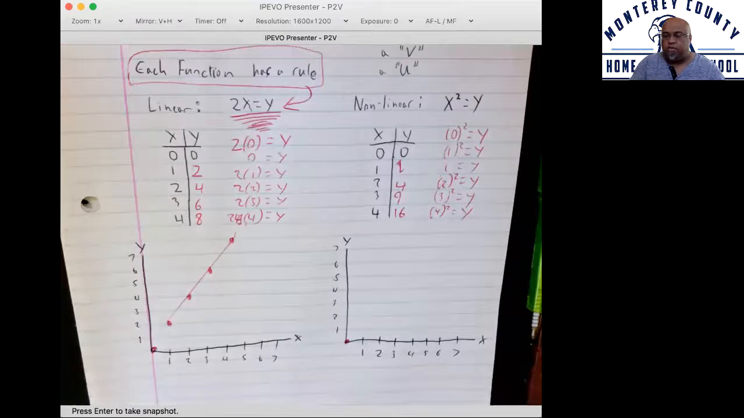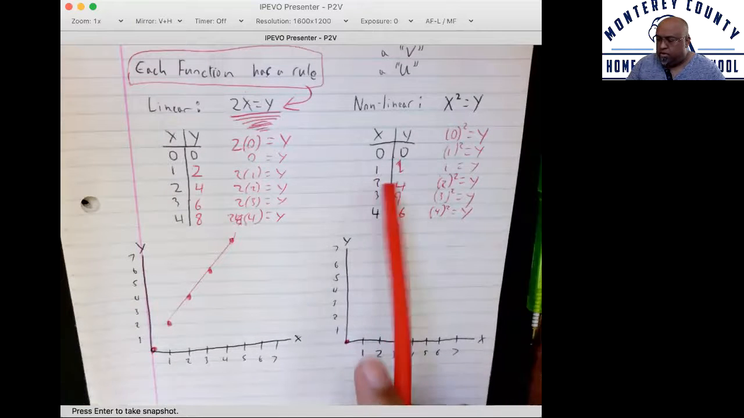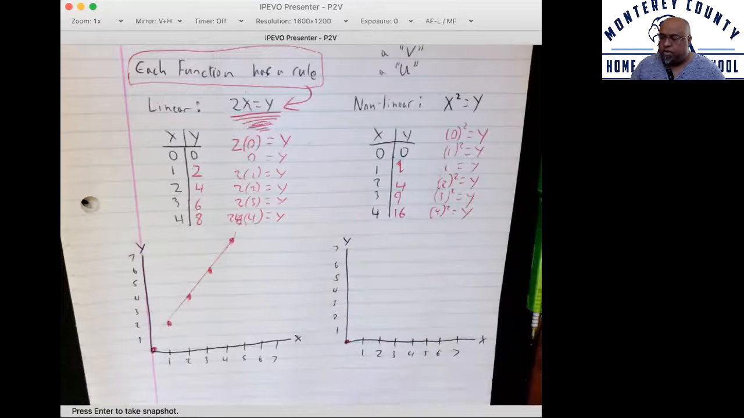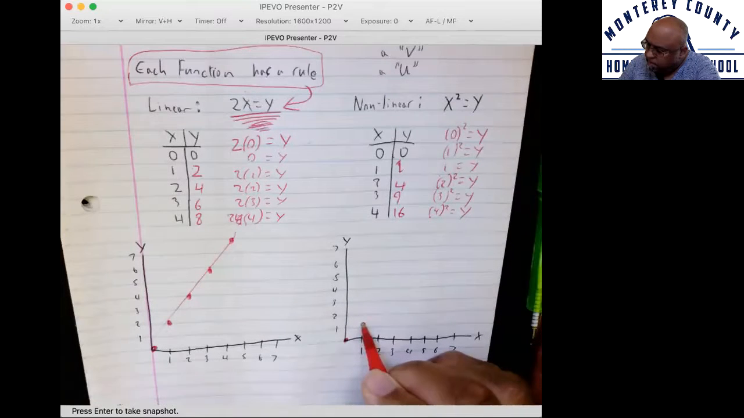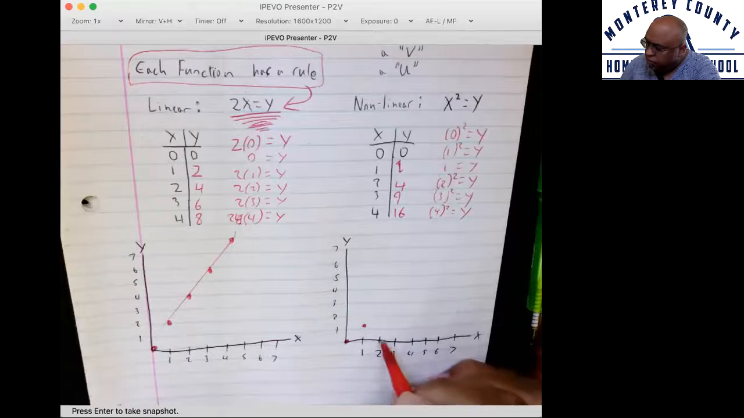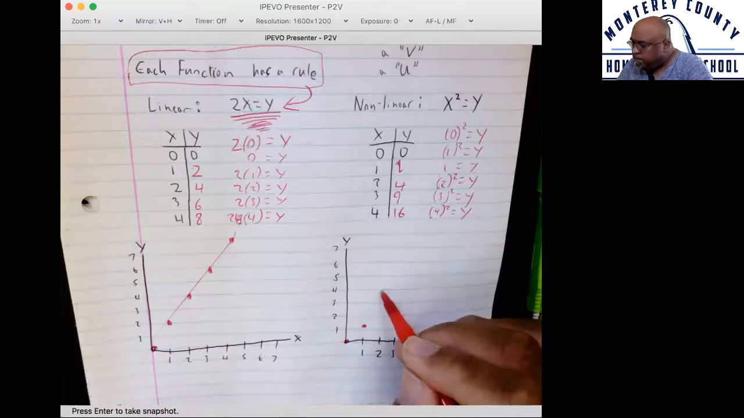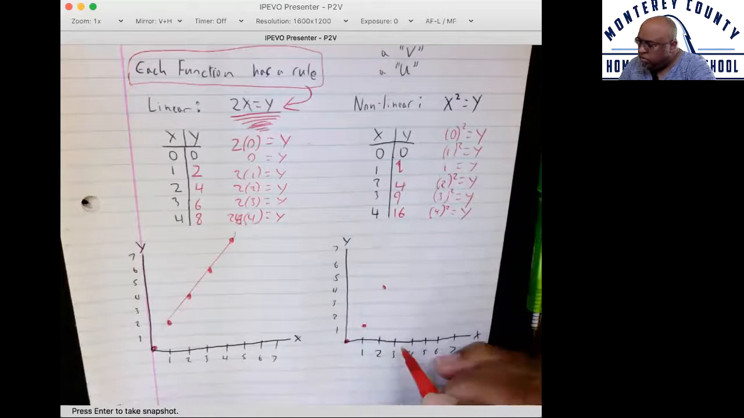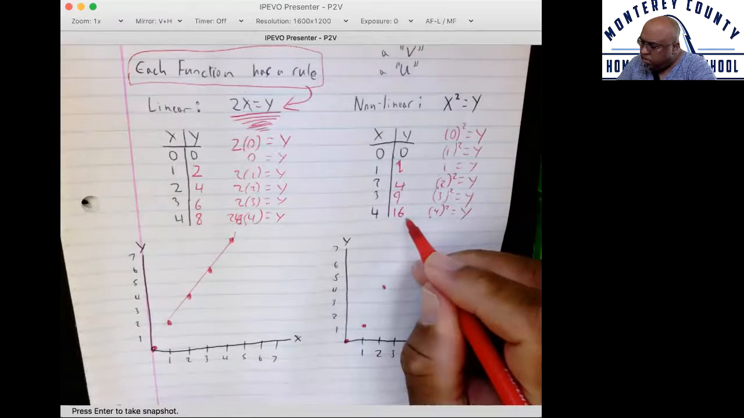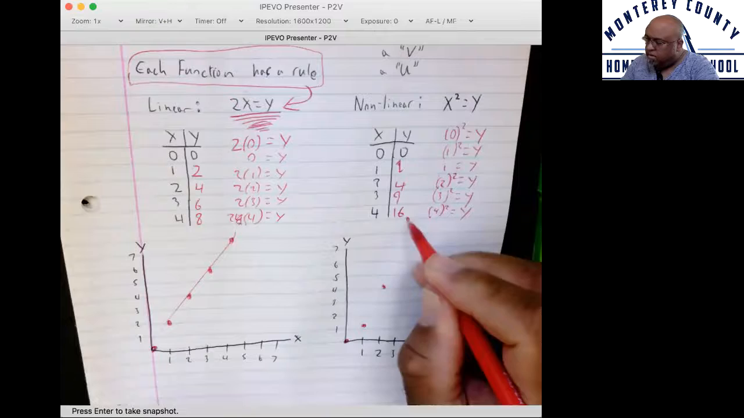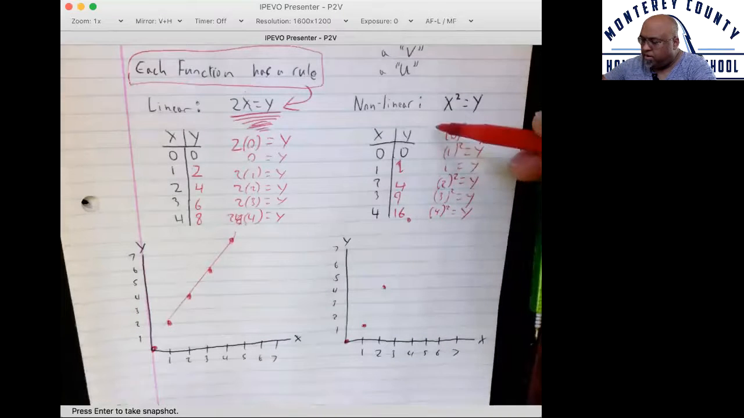So, here's my values. 0, 0, 1, 1, 2, 4, 3, 9, and 4, 16. Now let's go ahead and plot them. 0, 0 I already put down. So now I have 1, 1, 2, 4, 3, 9, and 4, 16. I'm going to be way up here somewhere.